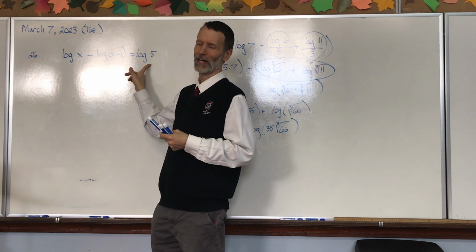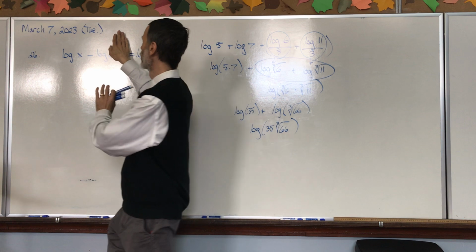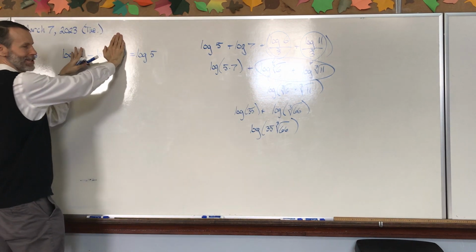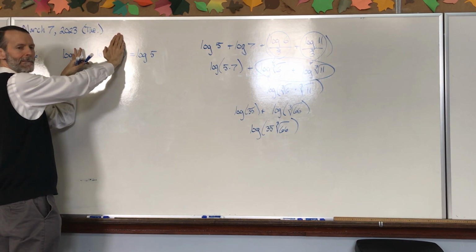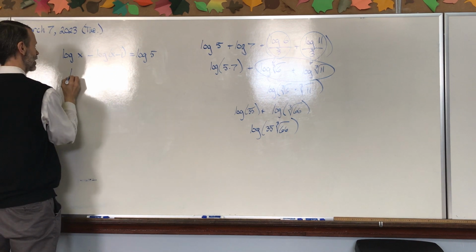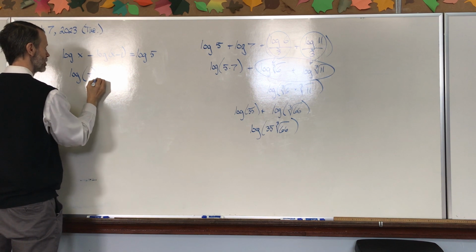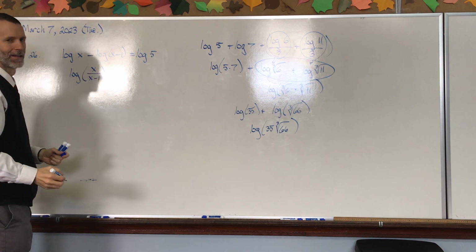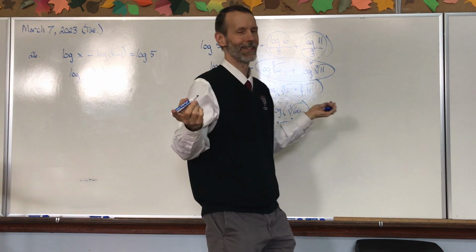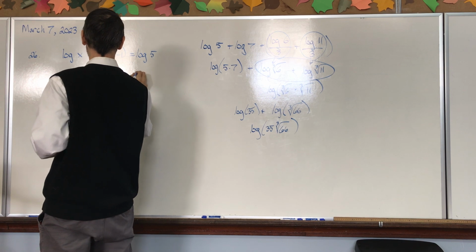This log is on the other side, so you can't. But these two, just ignore the stuff inside. What's a log minus a log? What rule is that? Division. It's log of x over x minus 1. Does that make sense? Now, I don't know what that is. I have no clue. Equals log of 5.